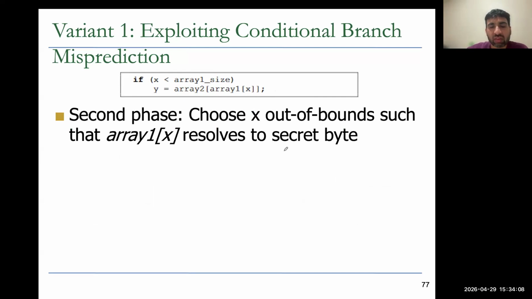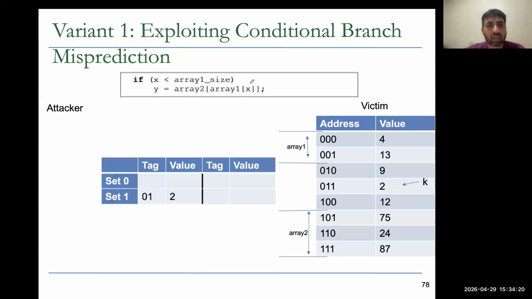So in the second phase, what you need to do is choose X out of bounds such that array 1 of X resolves to the secret byte, right? So here is a visual depiction of what it means. Suppose that this is your secret byte of the victim which you want to access, a secret data, right? What is the value of that? It is 2, and it was cached.